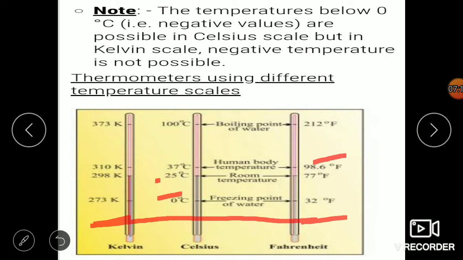And what is the boiling point of water? You know, 100 degree centigrade. So in the Kelvin scale, add 100 with 273, so it is 373, and in Fahrenheit it comes out as 212 degree Fahrenheit. So if you are appearing for entrance exams and all, this chart must be thorough to you.